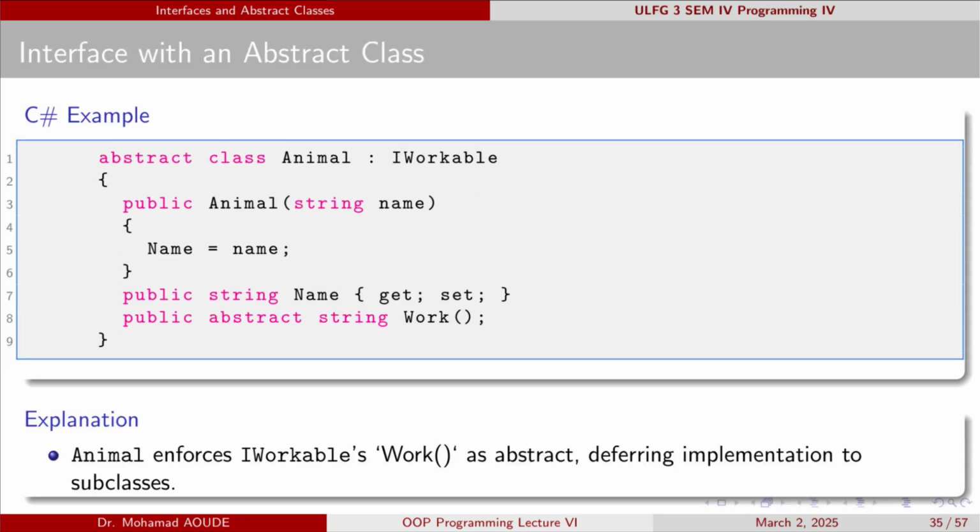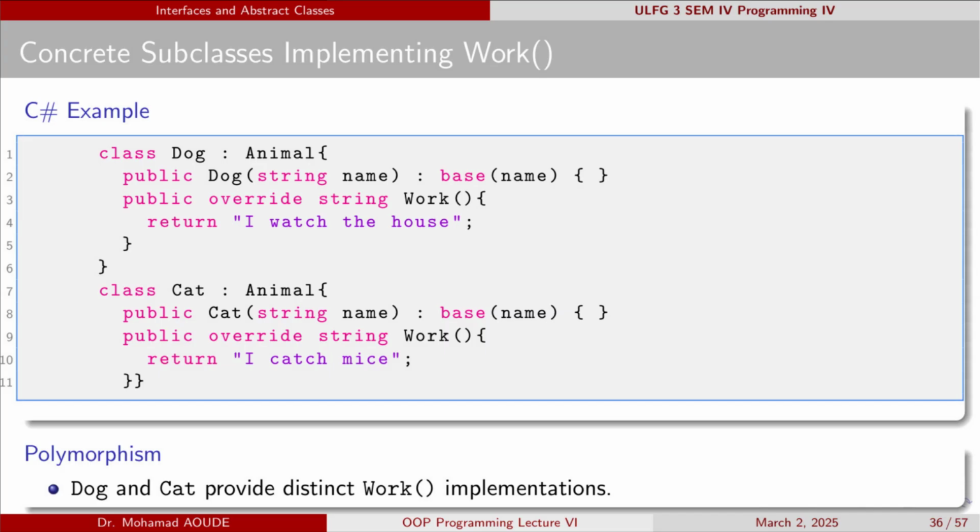Now we combine both worlds. The abstract class Animal implements IWorkable, but defers implementation of Work to subclasses. This showcases a key OOP concept, abstract inheritance plus interface compliance. Here, two subclasses, Dog and Cat, implement the Work method. Dog.Work returns, "I watch the house." Cat.Work returns, "I catch mice." This is a perfect example of polymorphism. Same interface, different behaviors based on object type.